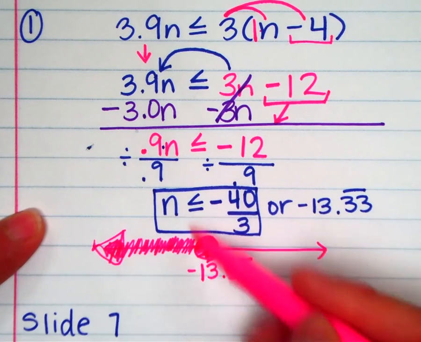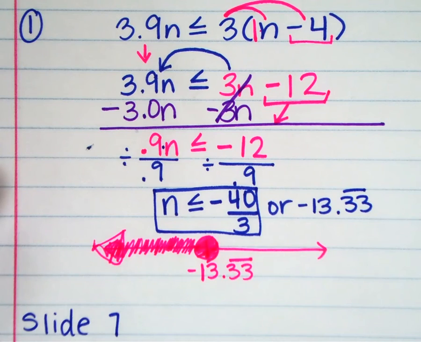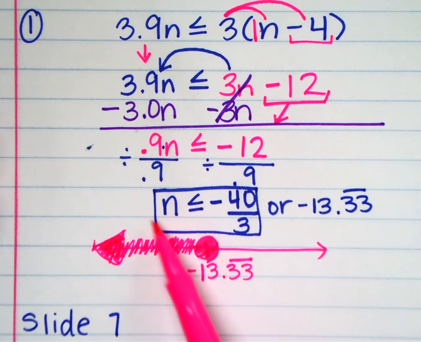This idea only works if your variable is on the left. You shade in the direction where your inequality is. But you really want to understand that these values are less than negative 13.33.